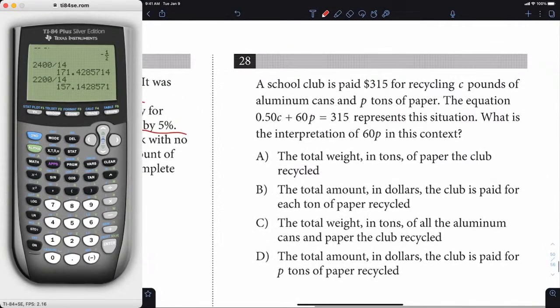A school club is paid $315 for recycling C pounds of aluminum cans and P tons of paper. The equation represents the situation. What is the interpretation of 60P? The total amount in dollars the club is paid for each ton. Yes, I like that. Paid for each ton of paper recycled. The total weight in tons? Nope, because remember, this is in dollars. Oh, hold up. The total amount in dollars the club is paid for P.